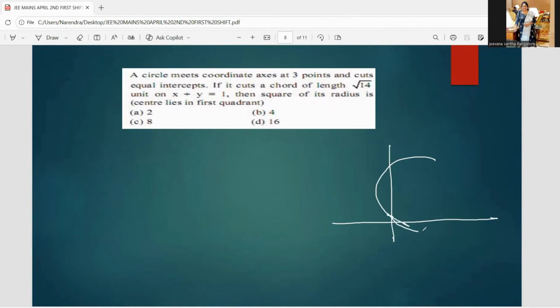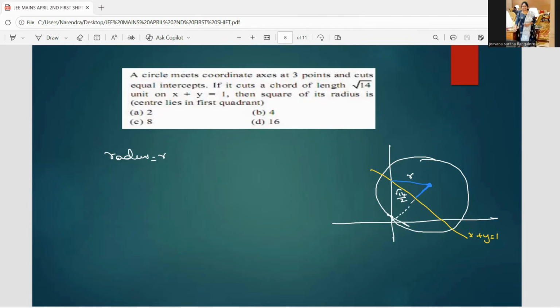A circle will be passing through 3 points with equal intercepts. And let's say this is a straight line, x plus y is equal to 1, and it has a center here. If we drop a perpendicular from here, and this becomes the radius, we will be assuming the radius as r. We are already given the chord length, so this part of the length is root 14 by 2.